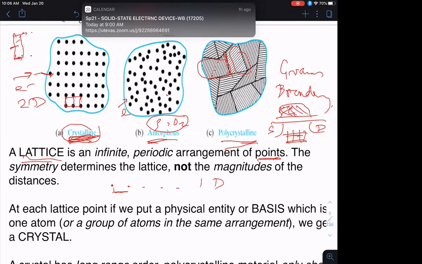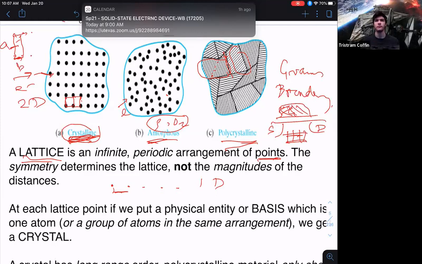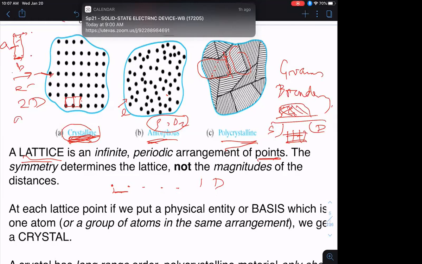Does a square and a rectangle have the same symmetry? Well, a square is a special case of a rectangle, right? Where the two sides A and B are the same, but you have to agree that a square has additional symmetry over and above a rectangle, right? So in a square, I'm putting A equal to B, while in a rectangle, A and B are not equal to each other, right? So anytime I have additional symmetries, a square being more symmetric than a rectangle, I call it a different type of lattice. So this is a square lattice, and that would be an example of a rectangular lattice.